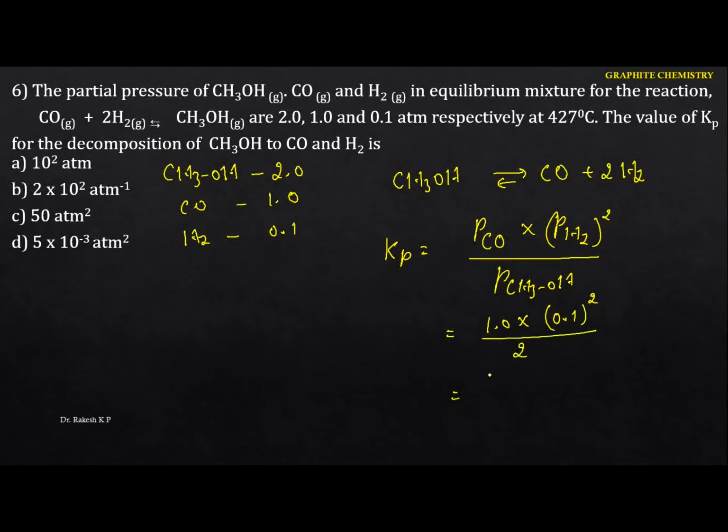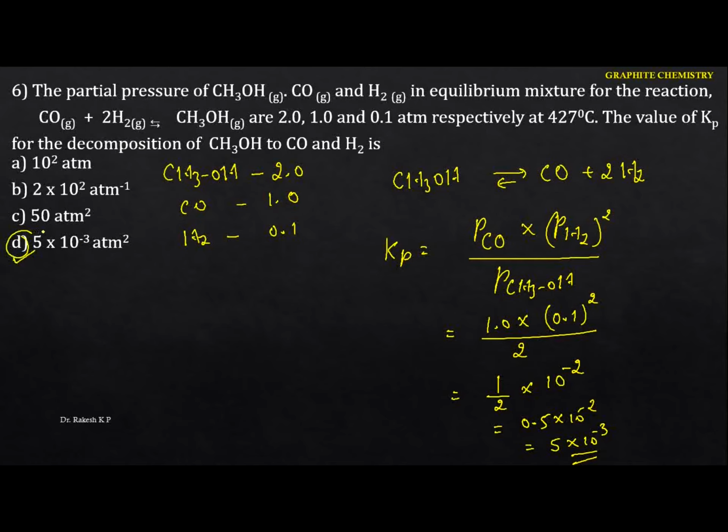Okay, so now this becomes 1 by 2, and if you square this, I can write it as 10 to the power of minus 2, and here we are going to get 0.5 into 10 to the power of minus 2. Further, if you do the calculations, here we are going to get 5 into 10 to the power of minus 3. Hence in this case the option is D.